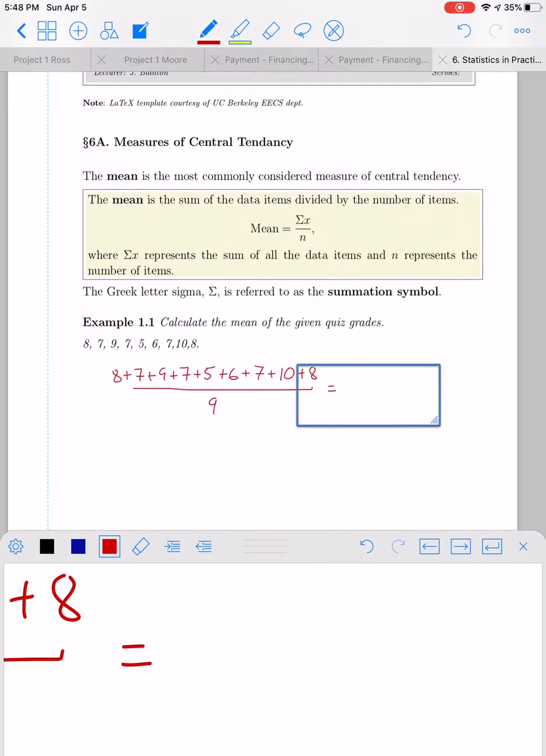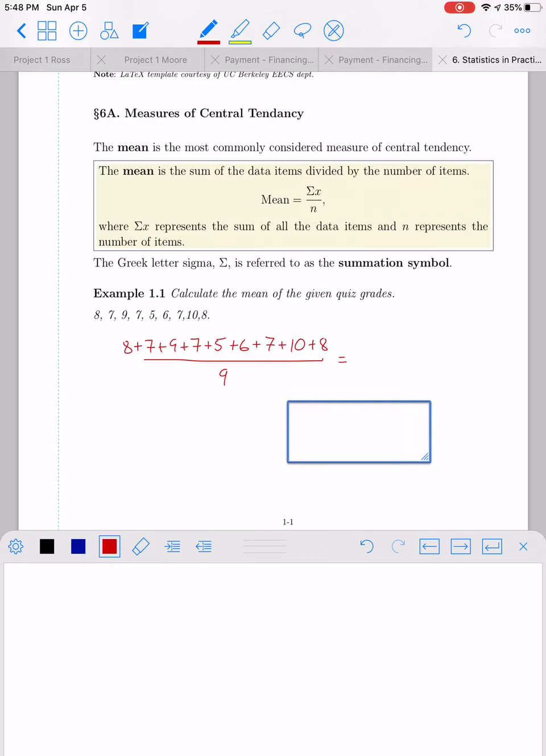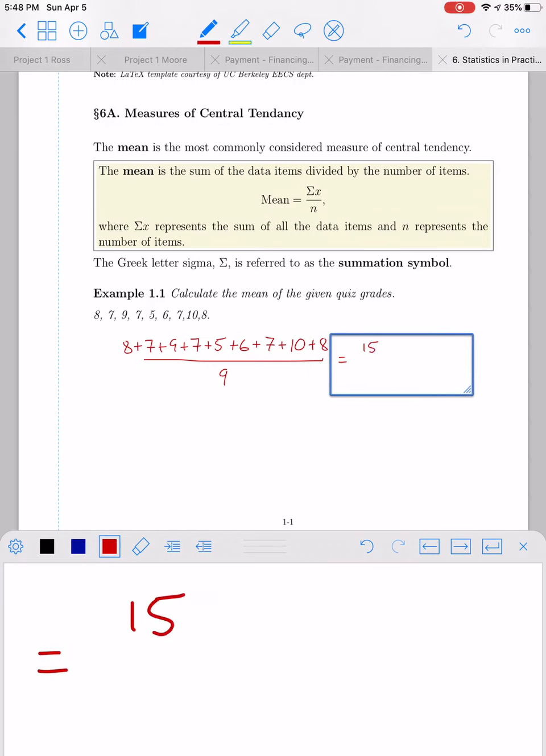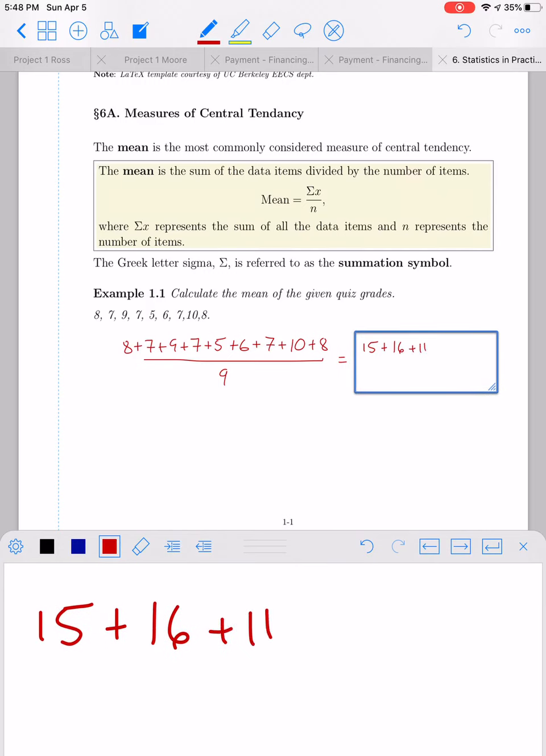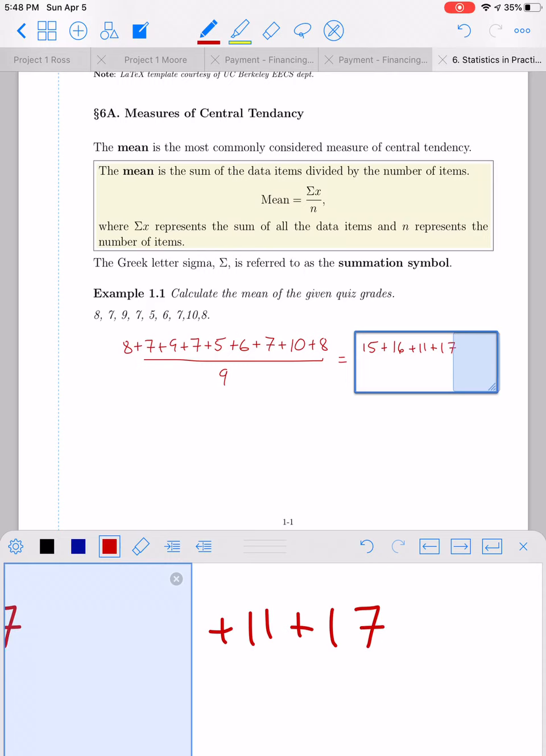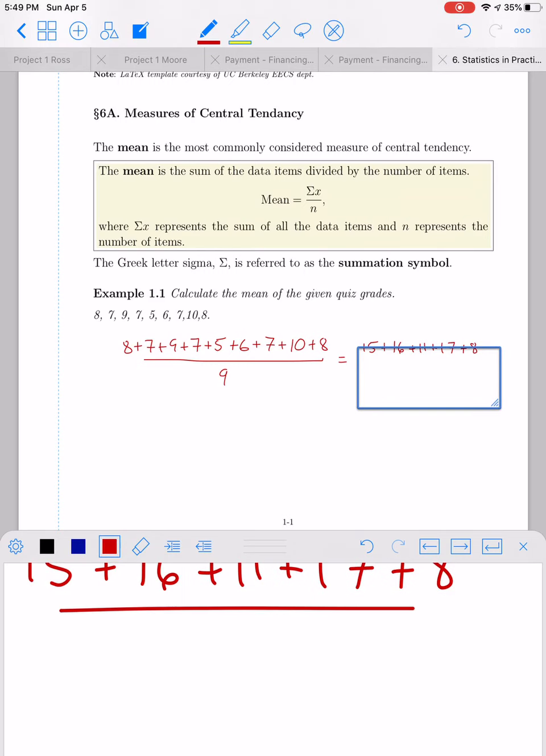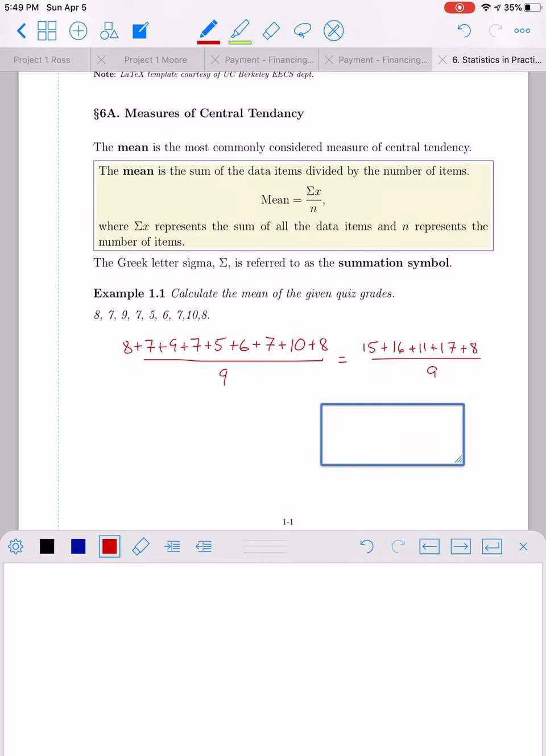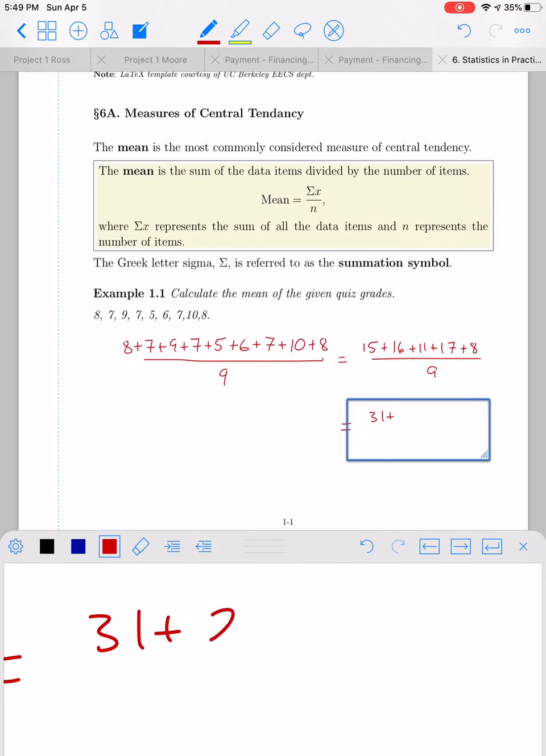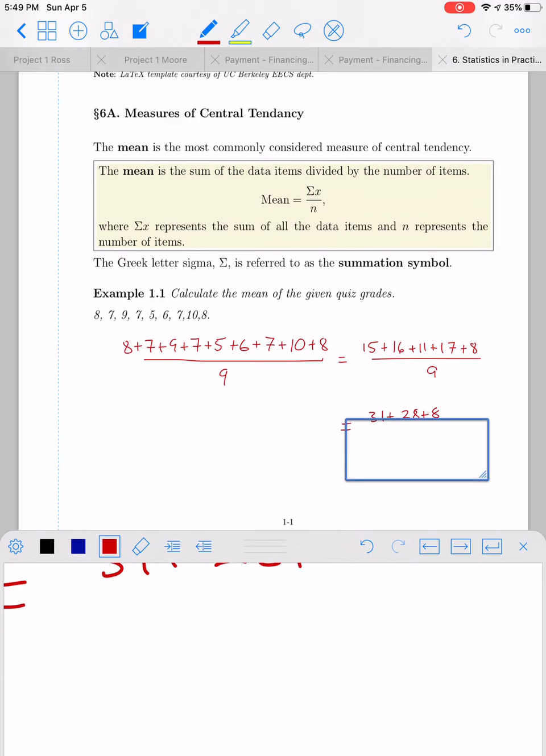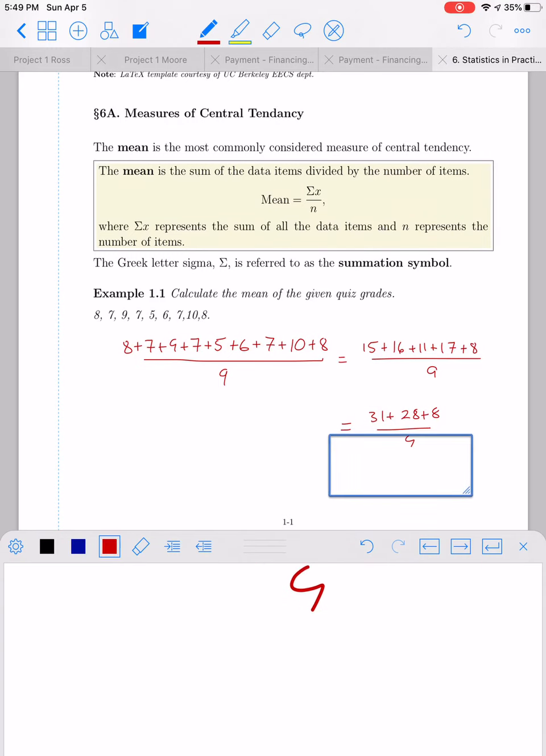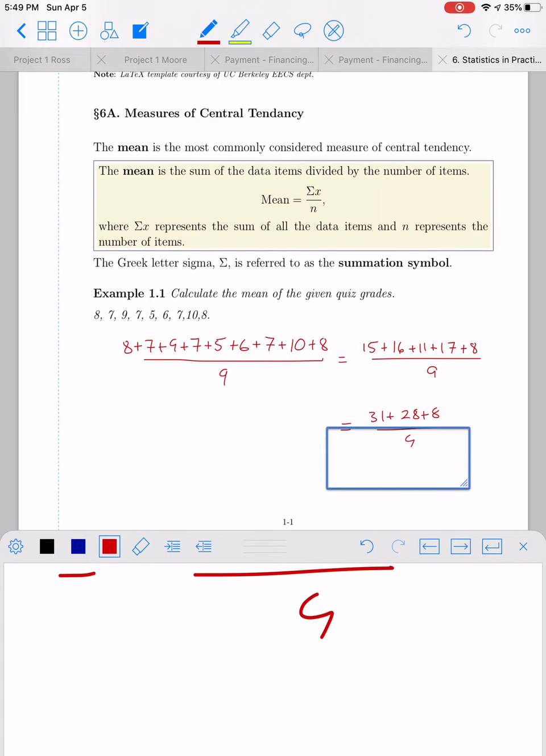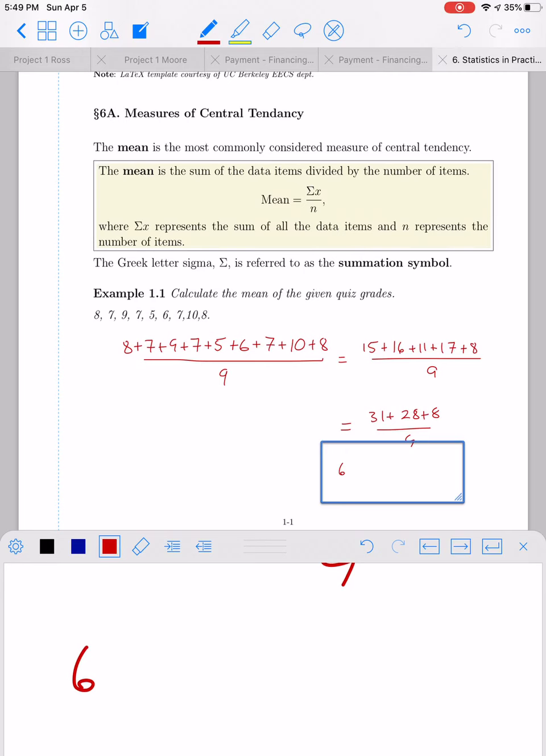And adding this up, we've got 15 plus 6, well, adding it up in pairs. A calculator is a very nice thing to have here, so we don't have to do it by hand, but that's fine if we do. 17 plus 8, still over 9. And this is 31 plus 28 plus 8 over 9. And that's 31 and 36 is 67 over 9.